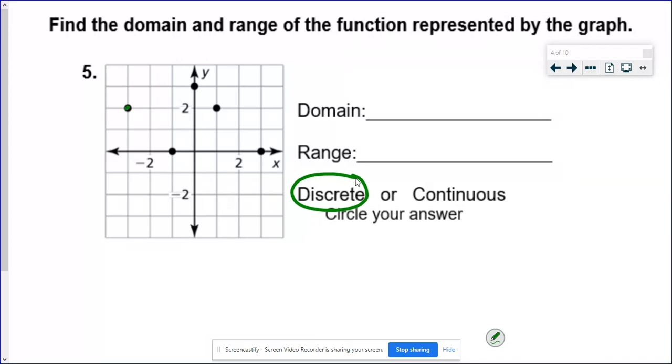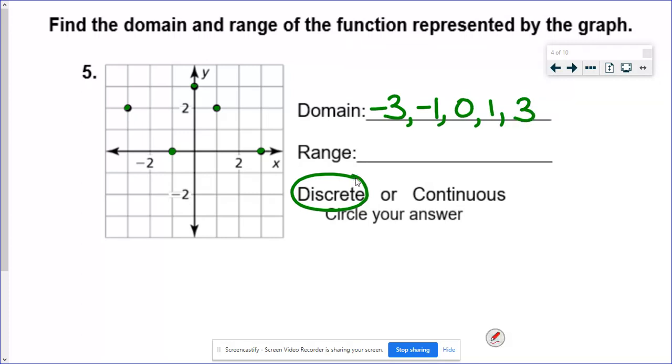But for this point right here, the x number is -3. For this one, the x number is -1. For this point, the x number is 0. And then at this point, I have 1 for my x, and then I've got 3 for my x.